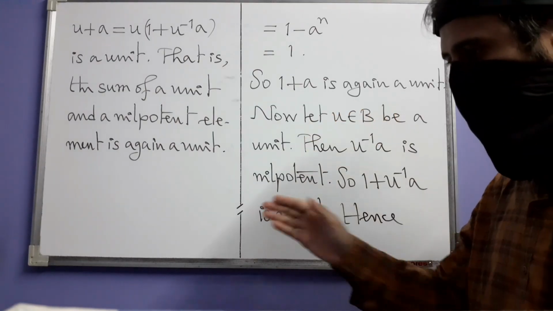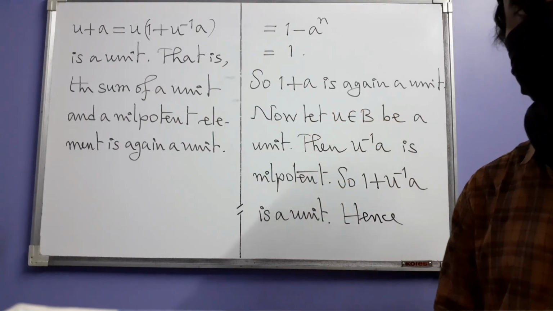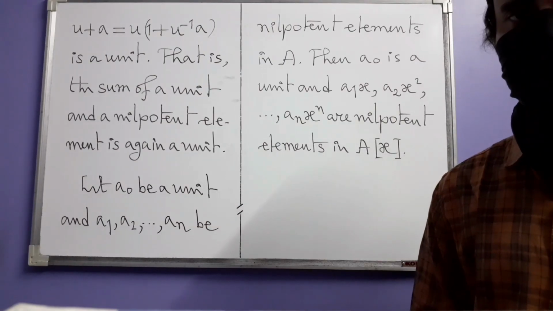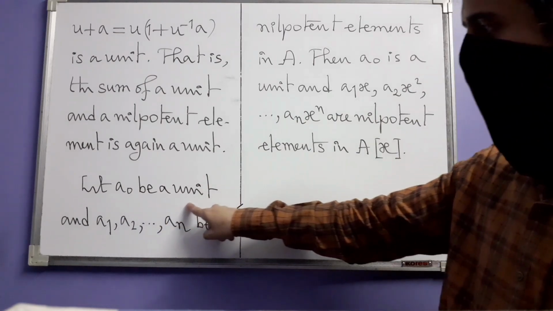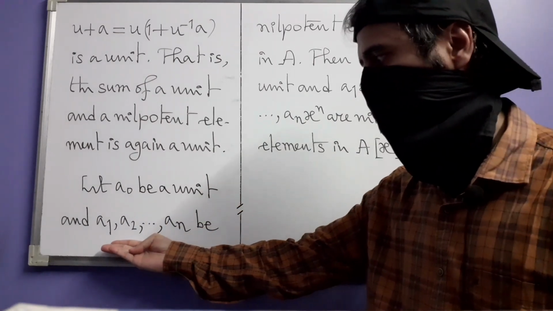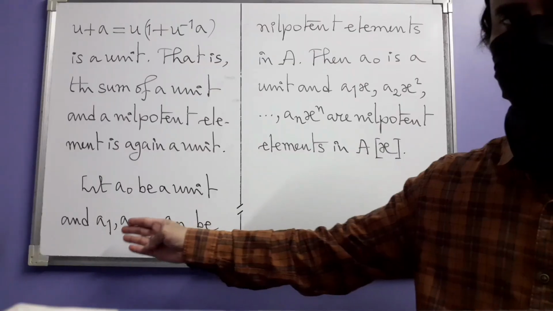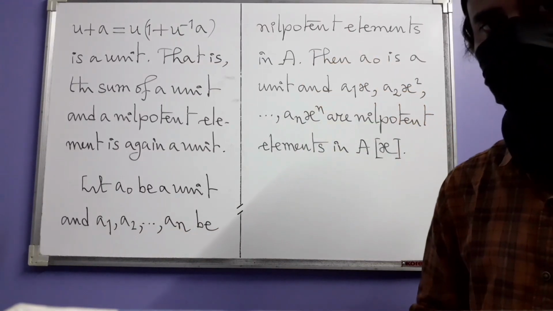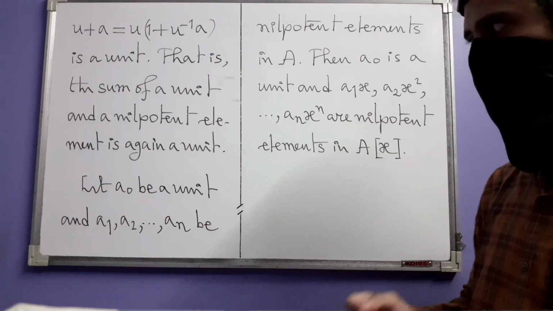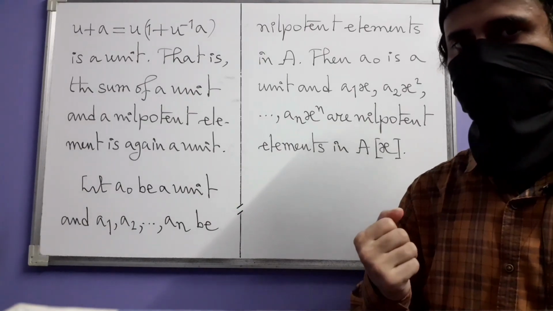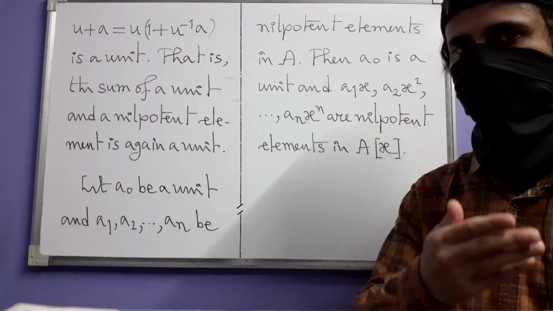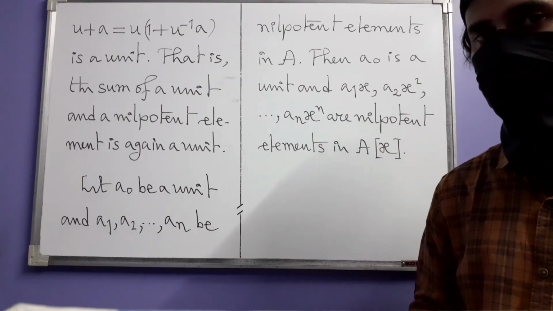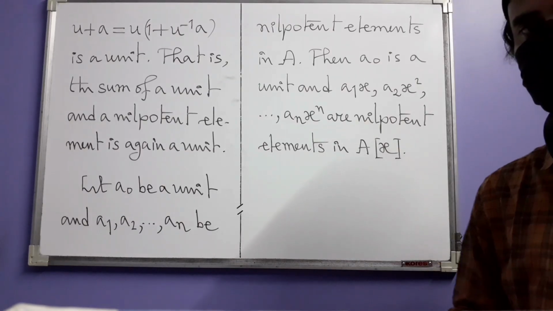We are now going to use this fact to prove our main thing. Let us start the proof with this condition, that a0 is a unit and these other ai, where i varies from 1 through n, are nilpotent elements in the ring A. What is it that we have to prove? We have to prove that that polynomial f, which is a0 plus a1x plus so on up to anx to the power n, is a unit in the polynomial ring A[x].